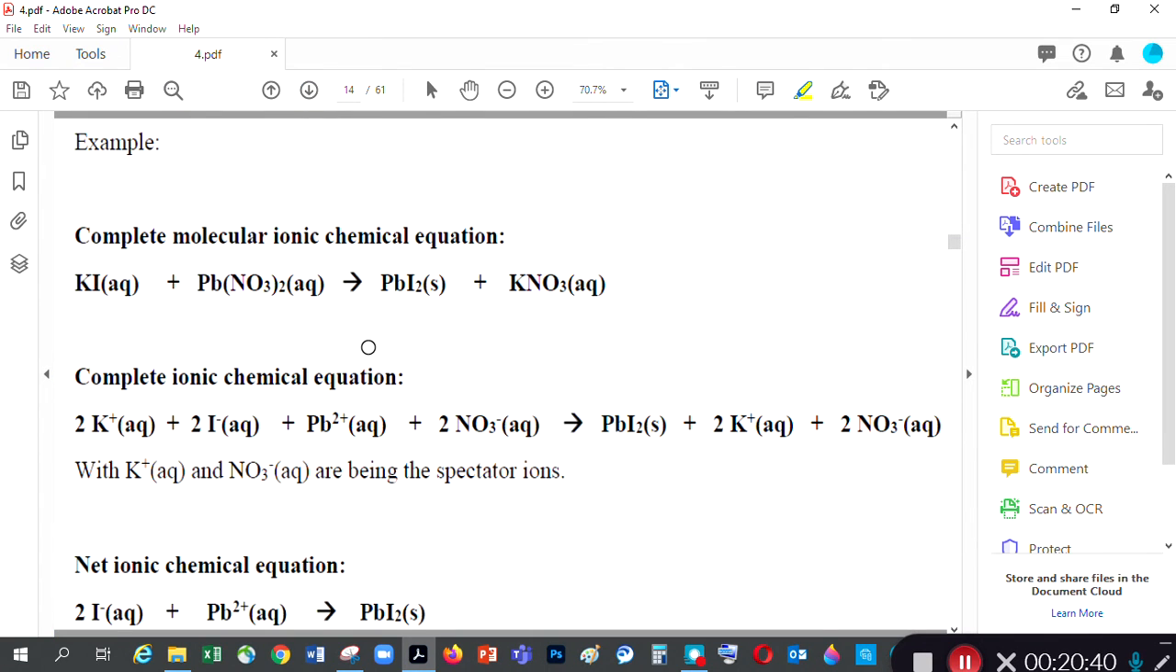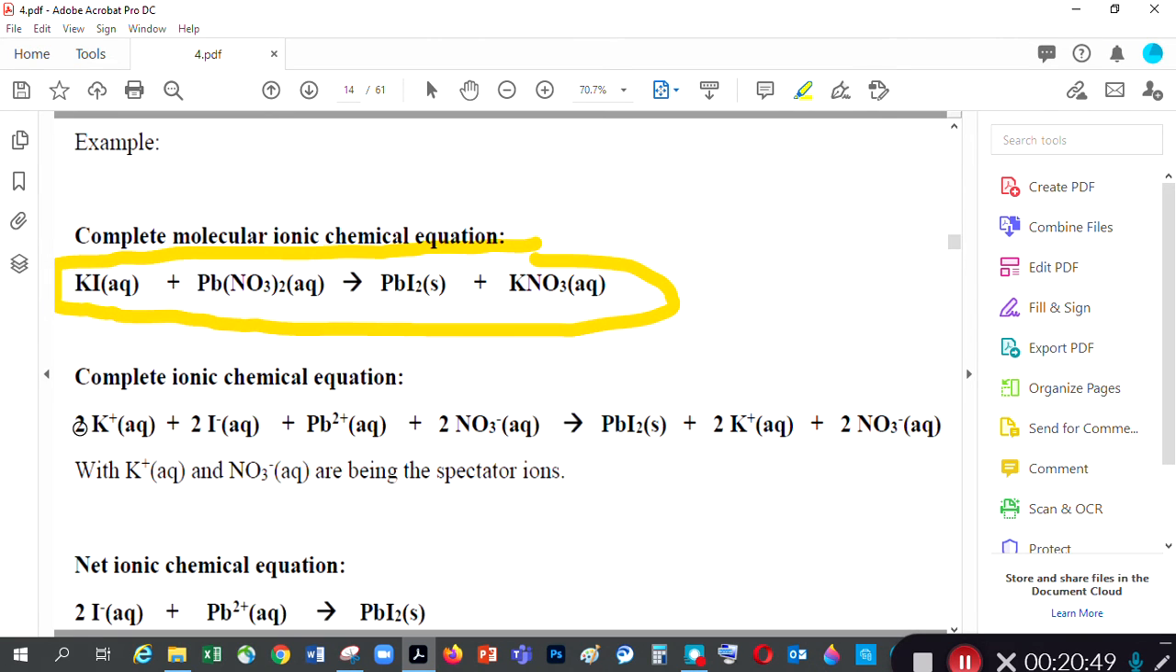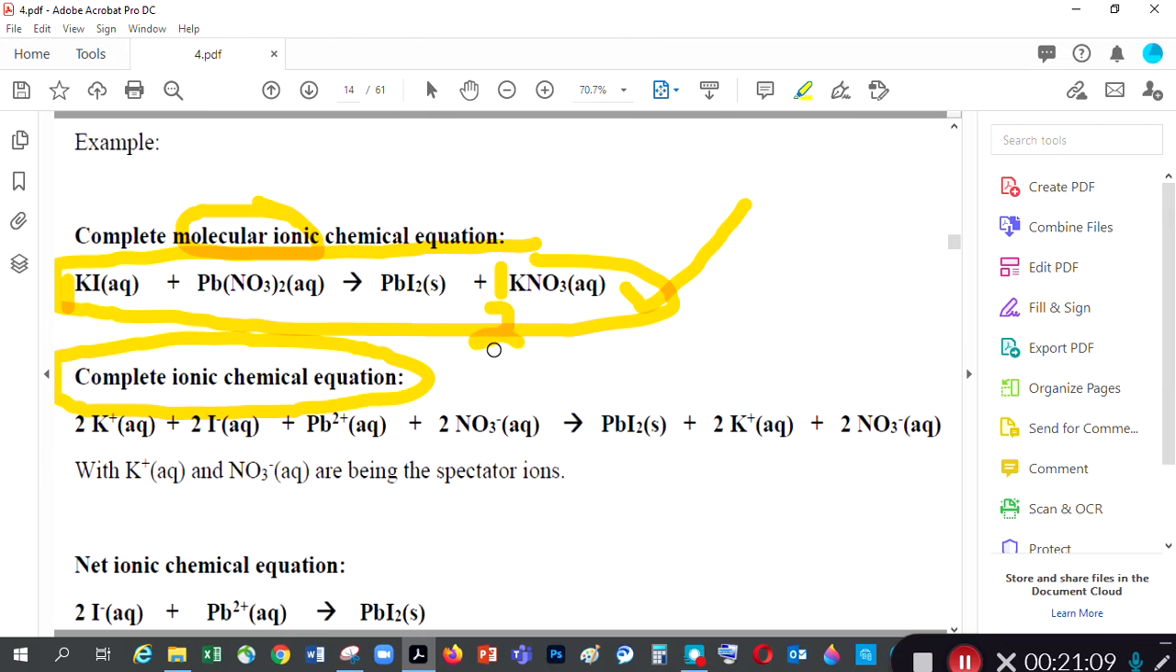Okay. This is another example. I replaced the sodium with potassium. So I have to first balance the chemical equation. I have to add 2 and 2. This is the molecular equation, the top one here. With balancing, here will be 2 and here will be 2.